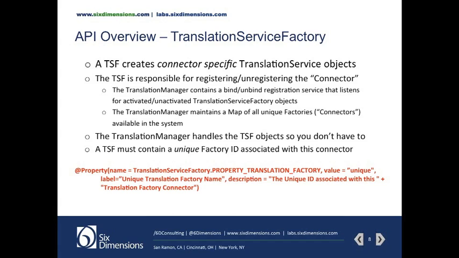And you do that by adding a property to your translation service factory. And that value has to be unique. And then also, when you're creating your class, you can give it specific labels and descriptions for your OSGI service. But this only allows one unique factory name. Each factory must have a unique name in the system.